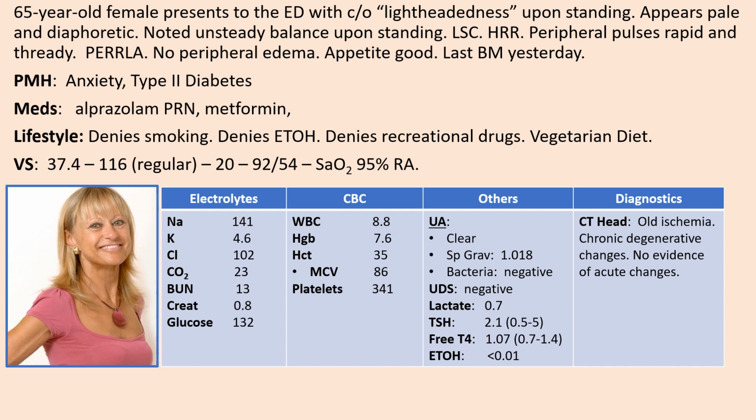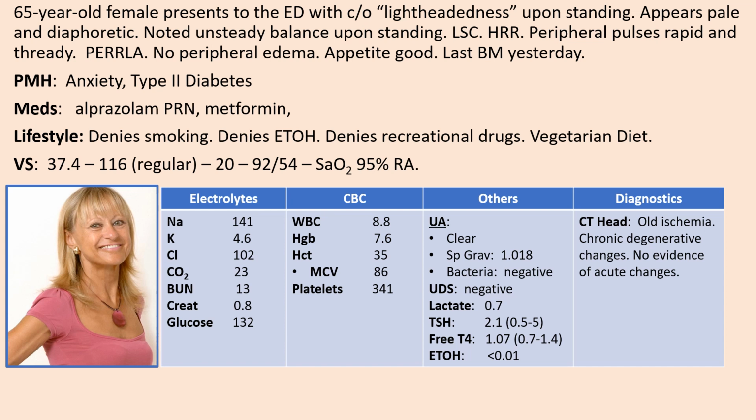She had a past medical history of anxiety and type 2 diabetes. Her prescriptions, she takes alprazolam, Xanax as needed for the anxiety, and she takes metformin, Glucophage to manage her diabetes. Lifestyle, she denies any smoking, denies alcohol use, denies using any recreational drugs, and she does admit that she's a vegetarian. Her vital signs, temperature 37.4, heart rate was 116 in regular rhythm, respiratory rate was 20, blood pressure 92/54 with a pulse ox of 95% on room air.